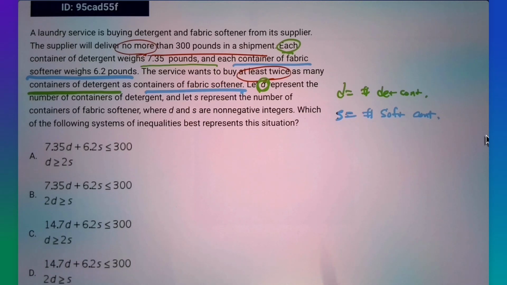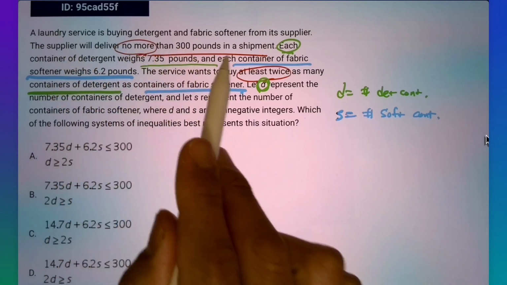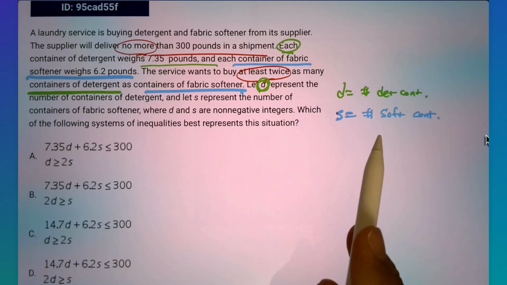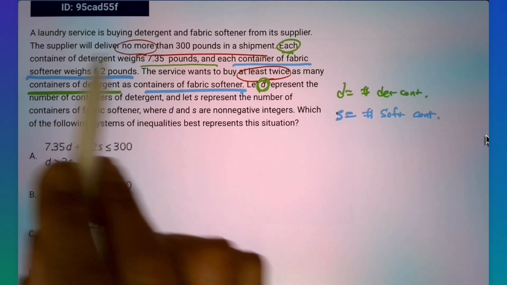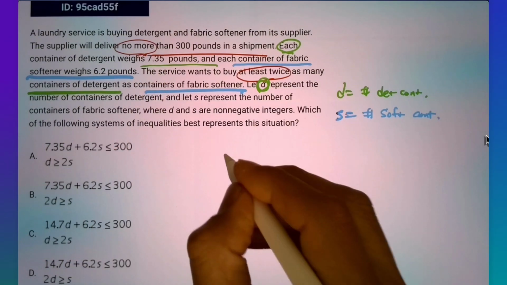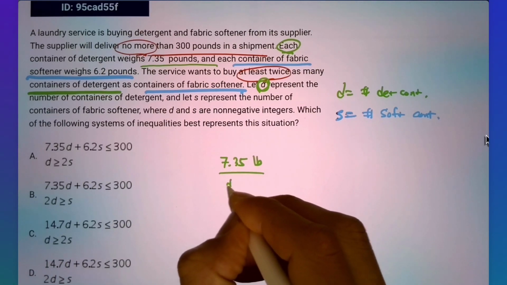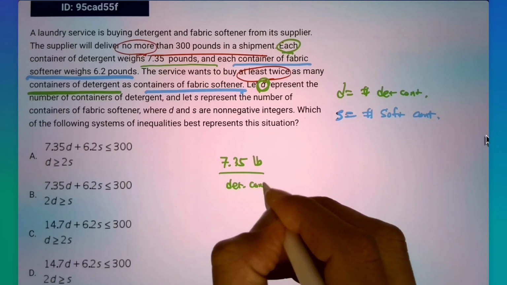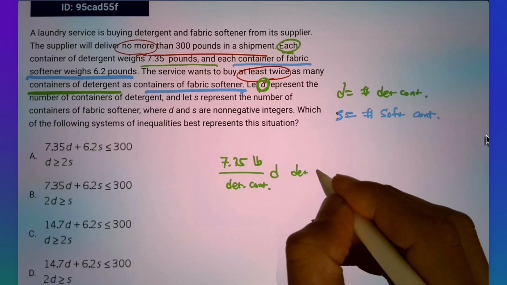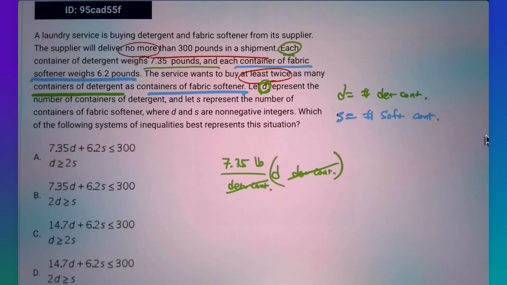Okay, so starting with the red here, the very first thing: no more than 300 pounds in a shipment. So that's weight, and this is number of containers. Because each container of detergent weighs 7.35, we can write this as 7.35 pounds per detergent container, and we said there are D detergent containers. When you multiply, these two units will cancel.